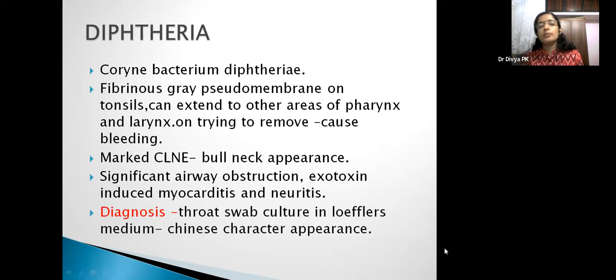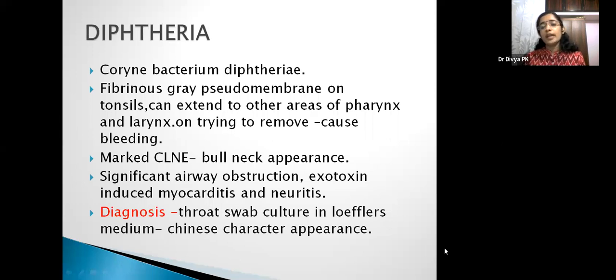When we try to remove it, it can cause bleeding. There will be marked cervical lymph node enlargement, and a bull neck appearance. We had many cases of diphtheria in the past years. For the past 2 to 3 years not many cases have been seen, but in the 2017 and 2018 period, we had cases of diphtheria. It can cause significant airway obstruction and exotoxin production, which may lead to myocarditis and neuritis.